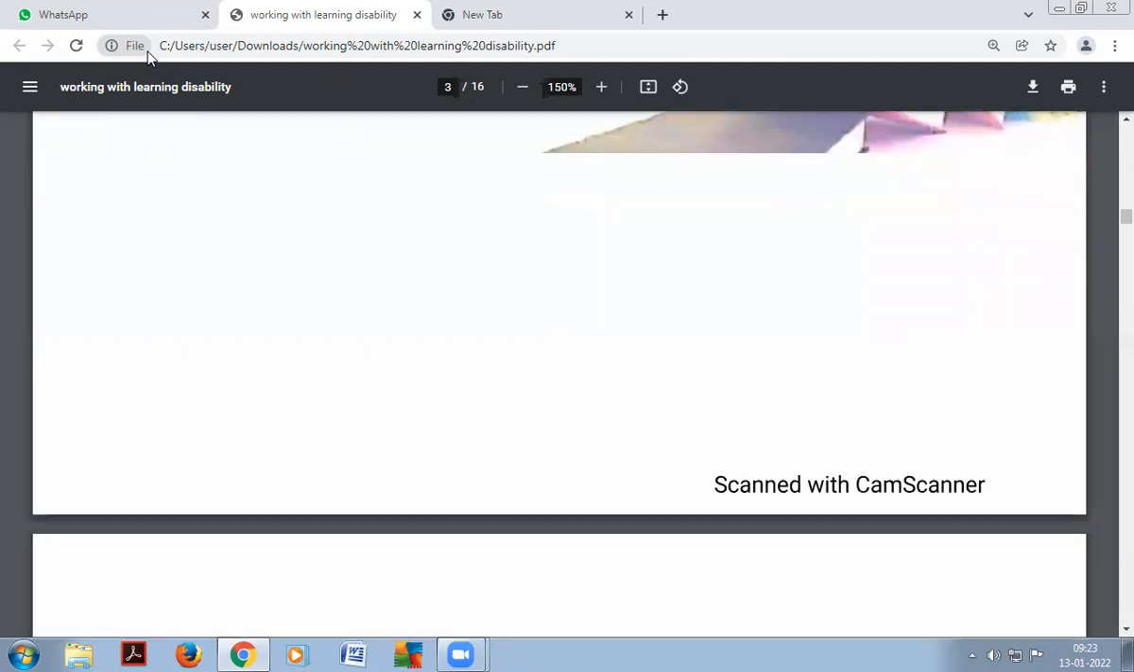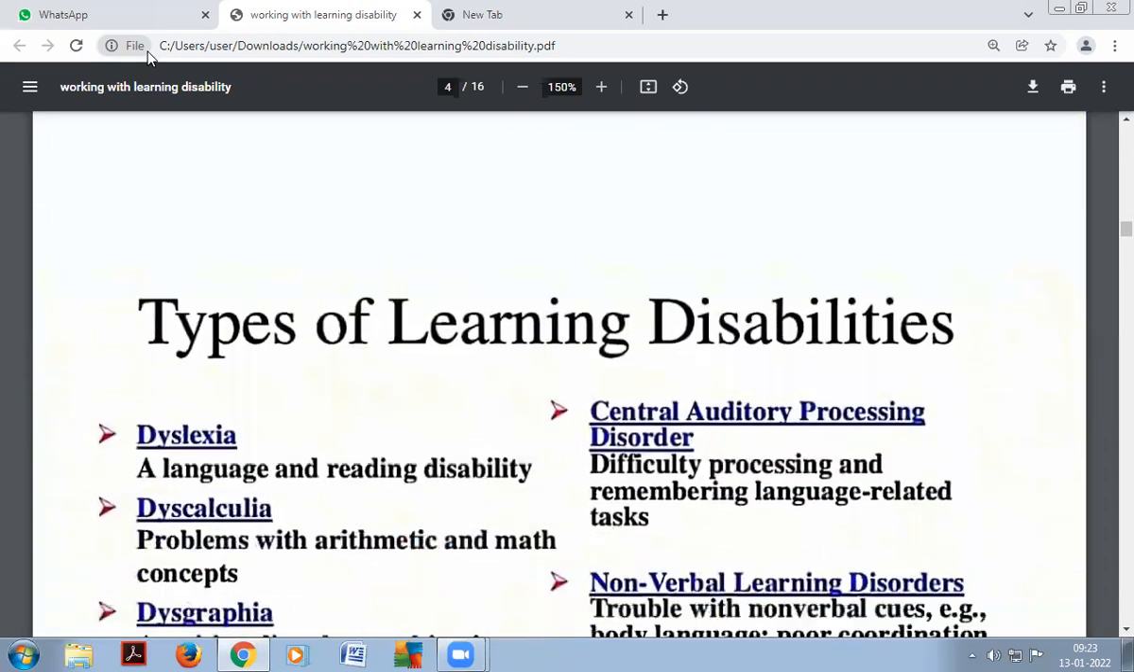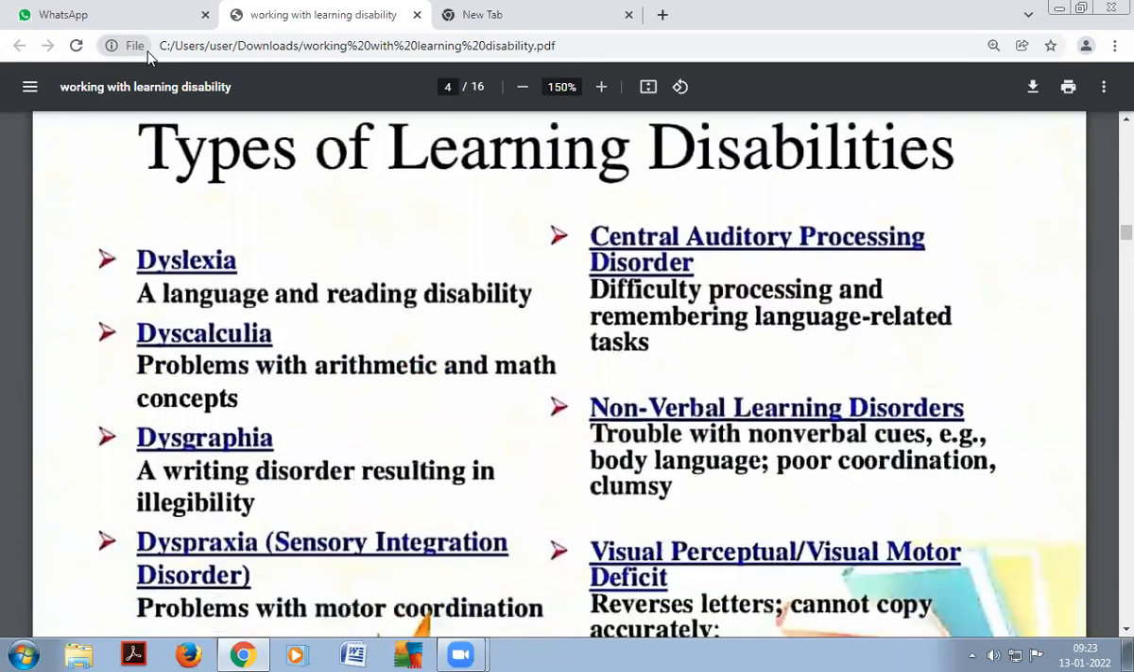So let's move to the next slide and see here. Here is a short synopsis regarding the types of learning disabilities that we find. These are the disabilities suggested by psychologists, and they are experientially found in the class. And many resources have been established on these types of disorders that we have been suggested.